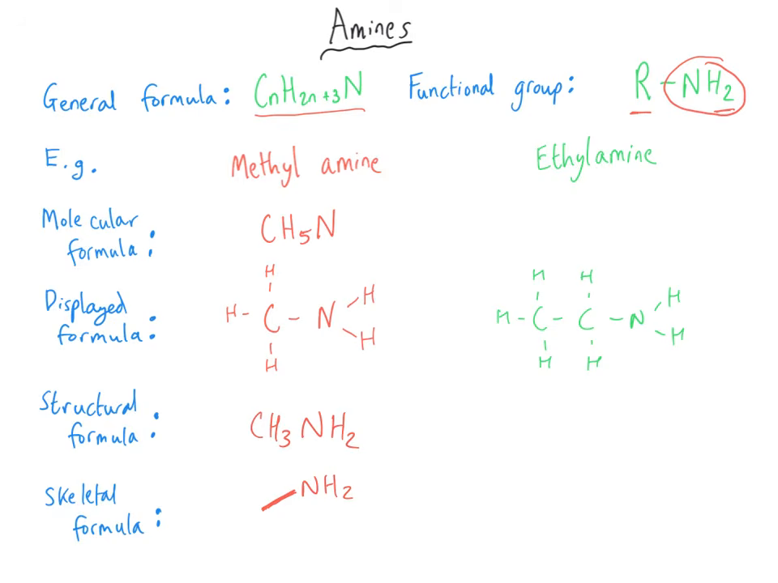Ethylamine is going to be really, really similar. It's going to have the formula C2H7N, and then here is its displayed formula. Its structural formula is CH3CH2NH2, like that. And then its skeletal formula: this time we've got 2 carbon atoms to join together, so there are those 2. And then we move down here, and that is our functional group there, the NH2.